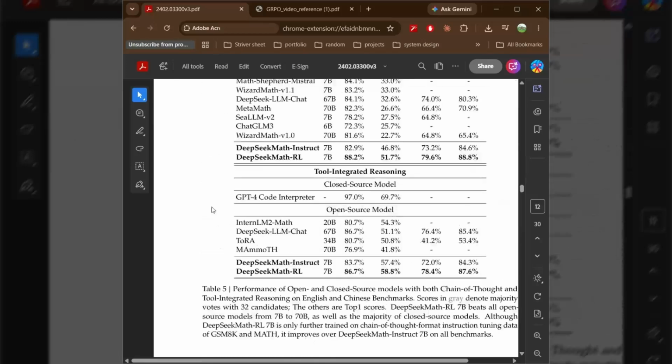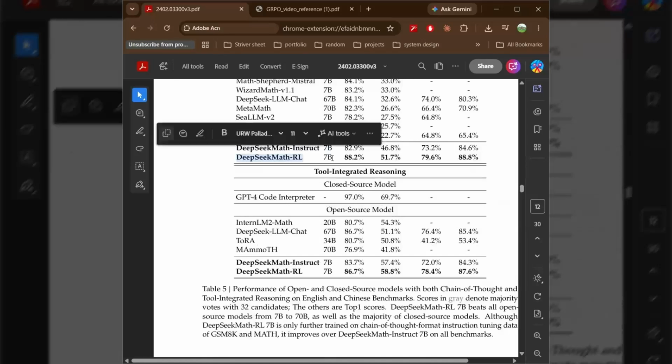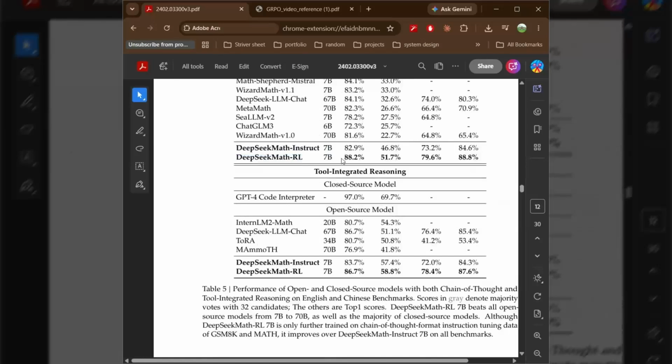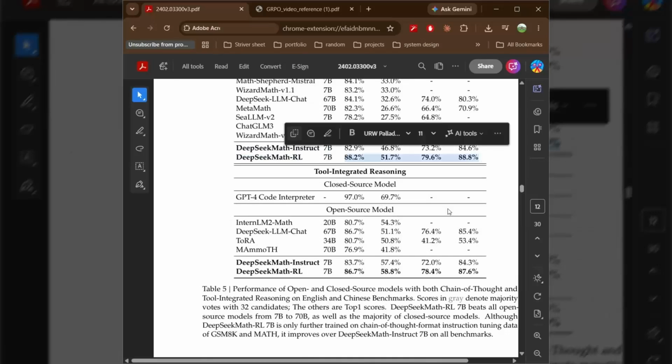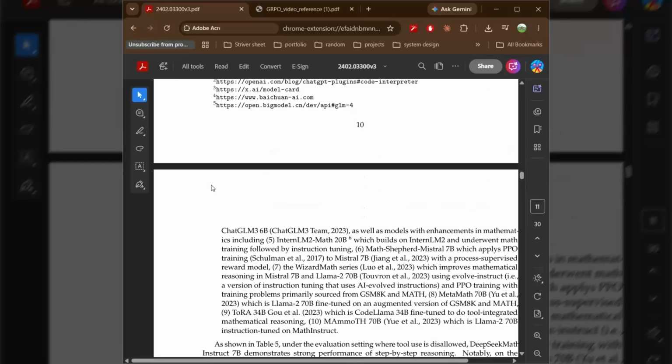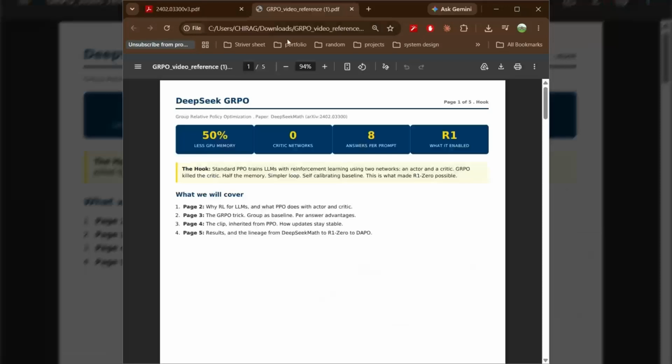We'll see this one is without RL, and this is with RL, but in the DeepSeek way. You can see how we have improved the accuracy over here. We'll look a bit into how and why it happened. You can check out this paper, it's really good and quite insightful. Today we'll be covering GRPO, Group Relative Policy Optimization.